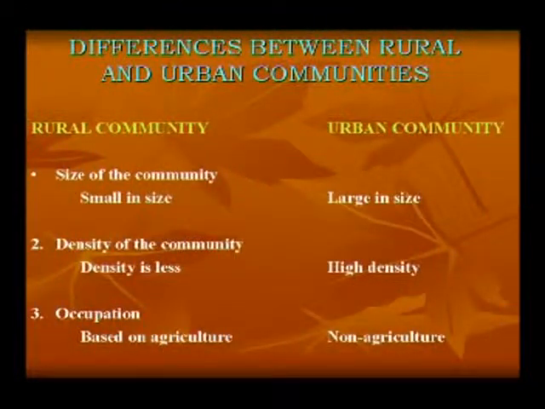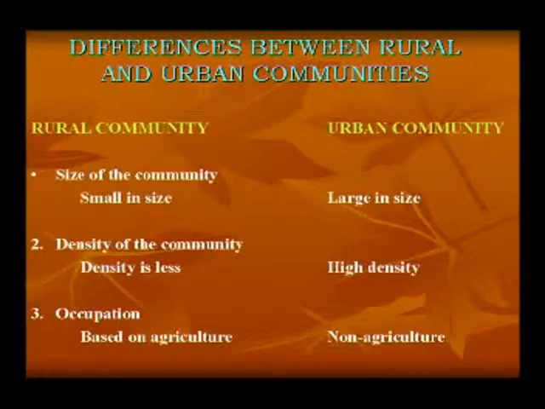The first difference is the size of the community. In rural society, the number of population is very less, so the size of the community is very small. In the case of urban society, the number of population is very high, so the size of the community is very large. And while talking about the density of the population, in rural society, because of the smaller number of population, the density of the community is very less.